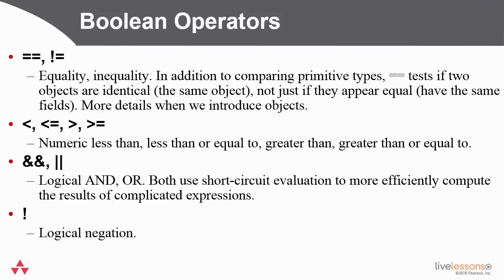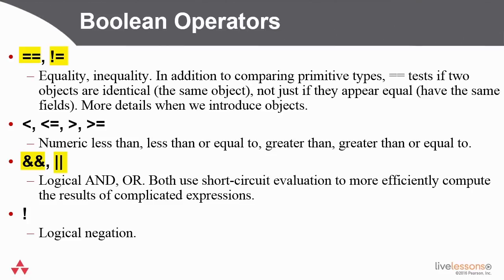Java also has a number of Boolean operators, operators that work on true and false values. Equals equals is true if two things are the same. Exclamation equals is true if two things are not the same, so read that as not equals. For numbers, you can do less than or equals, greater than or equals, and so forth. Double ampersand means and: if this is true and the next thing is true. Double vertical bars means or: if this is true or the other thing is true.